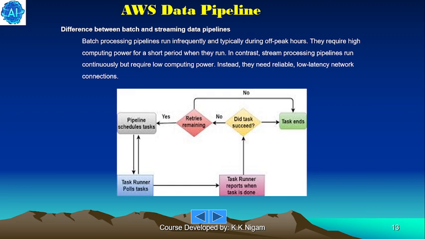Difference between batch and streaming data pipelines. Batch processing pipelines run infrequently and typically during off-peak hours. They require high computing power for a short period when they run. In contrast, stream processing pipelines run continuously but require low computing power. Instead, they need reliable low latency network connections.